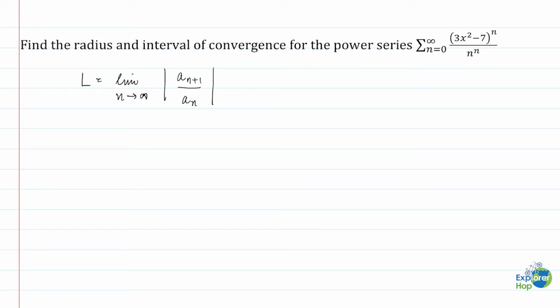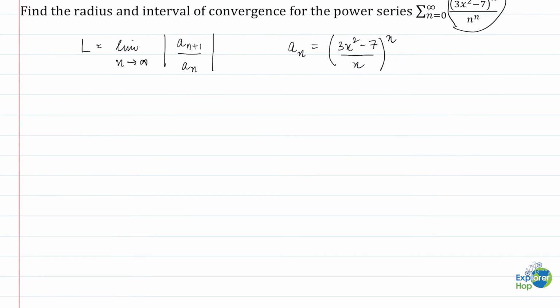In this case, a n is basically this part, which is 3x squared minus 7 over n, to the power n. If you notice, I just wrote the function as a common fraction and put the power outside the bracket. This would help us in simplifying the fraction. So that's why I did it. Similarly, I'll write a n plus 1 as 3x squared minus 7 over n, to the power n plus 1.